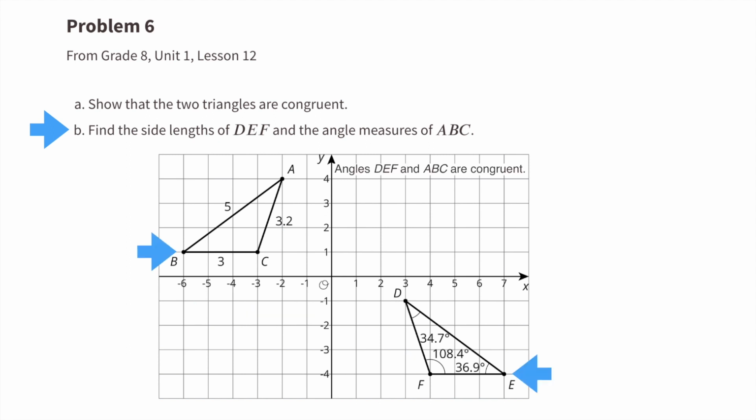Angles DEF and ABC are congruent. Angle DEF is 36 9/10 degrees, so angle ABC would also be 36 9/10 degrees, since those angles are congruent. Angles BCA and EFD are also congruent. Since angle EFD is 108 4/10 degrees, angle BCA would also be 108 4/10 degrees. Angles CAB and FDE are also congruent. Since angle FDE is 34 7/10 degrees, then angle CAB would also be 34 7/10 degrees.